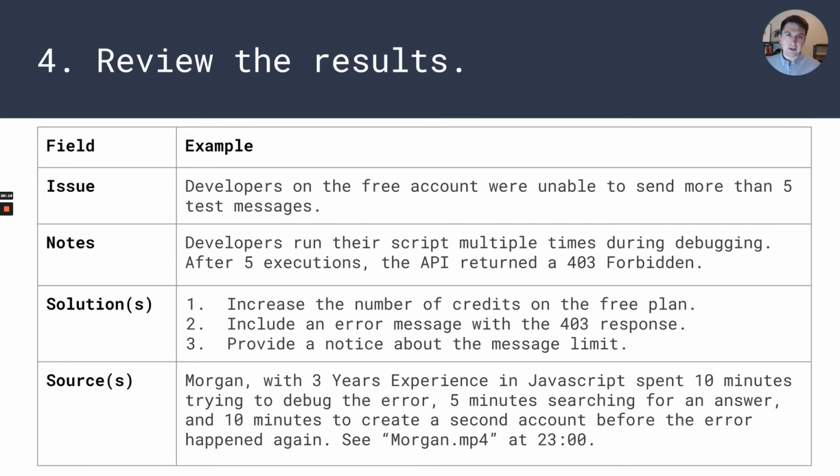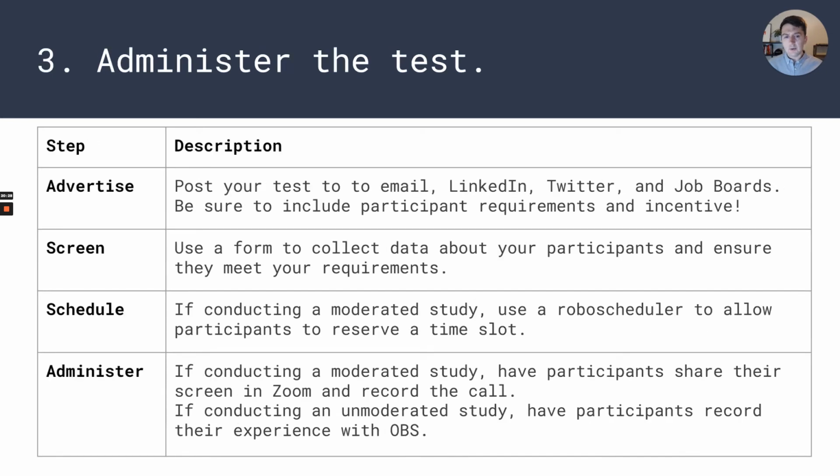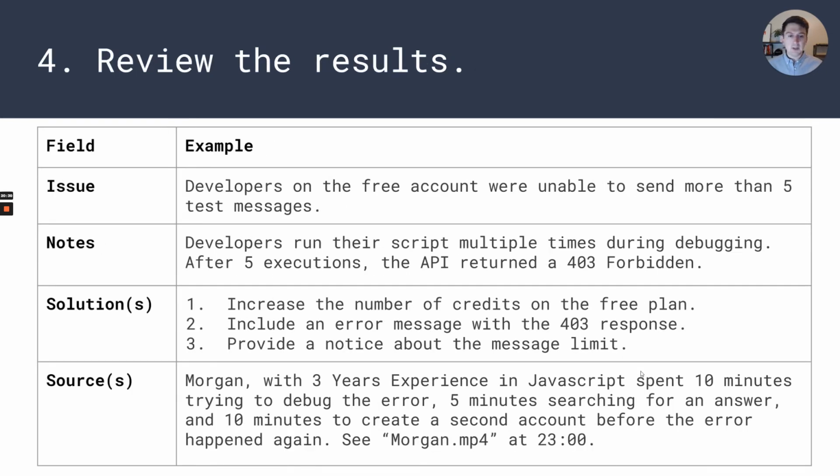Typically, you're going to find problems in authentication, getting API keys, getting started, signing up, and navigation. Those are the most common ones. So this is an example of what test results might look like. For example, here we have developers on the free account were unable to send more than 5 messages, right? Let's imagine we did our testing, we got a bunch of recordings of developers trying to send an SMS message, and we can see that after 5 messages, they encountered problems, right?